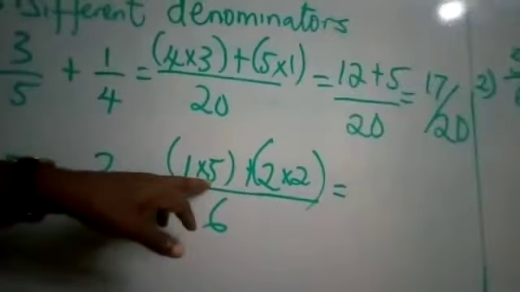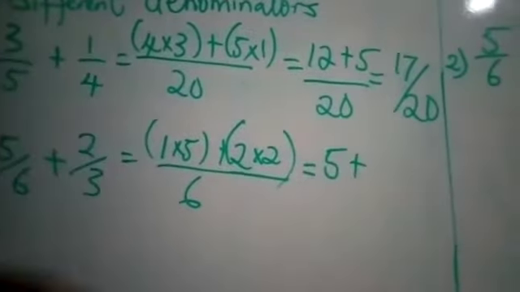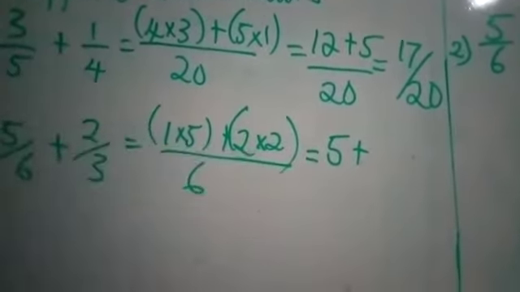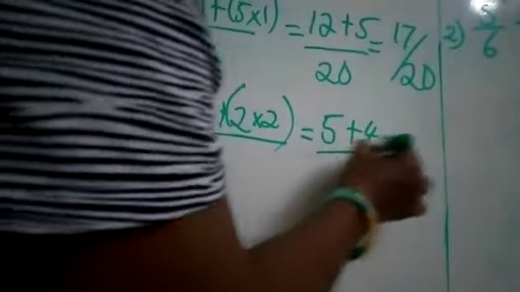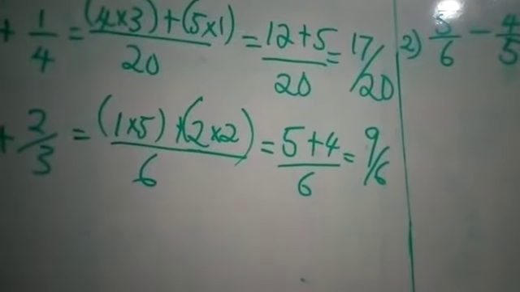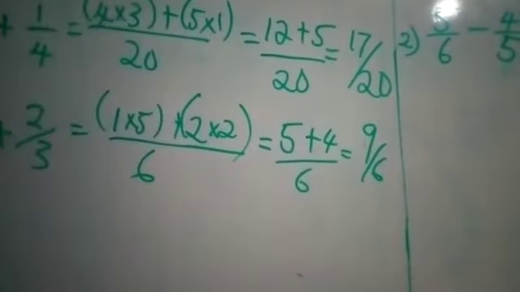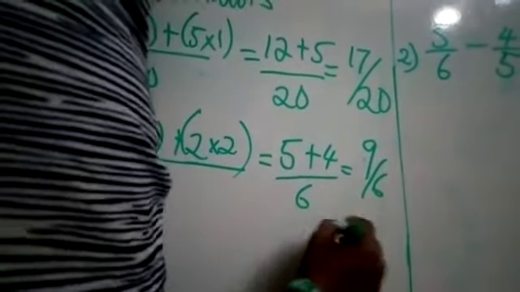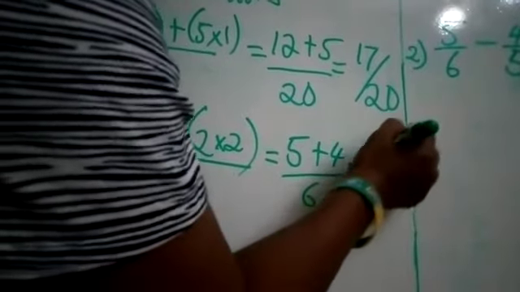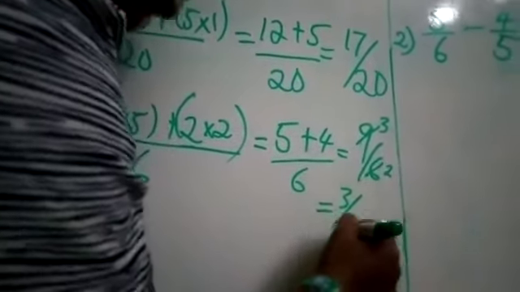1 times 5 will give us 5, plus 2 times 2 will give us 4, over 6, and that will be 9 over 6. 9 over 6 can break down. Looking at those two numbers, we know that there's a factor that can divide this, and that will be 3. Breaking it down, 3 will go here 3 times, 3 will go here 2 times. So we have 3 over 2.